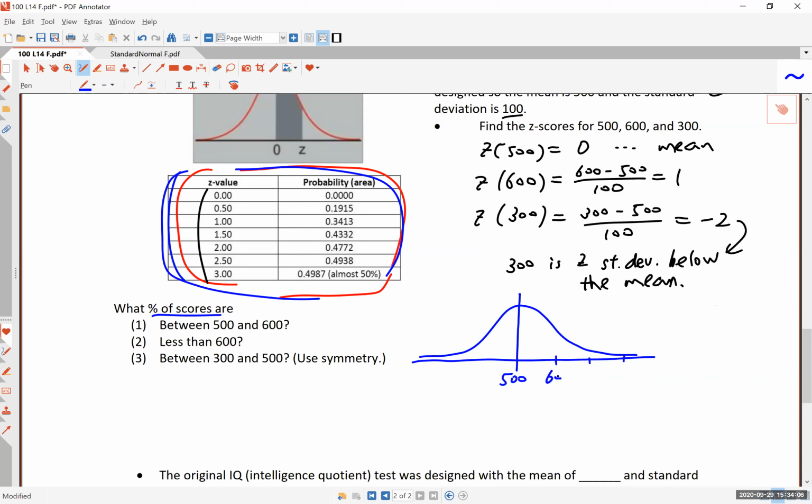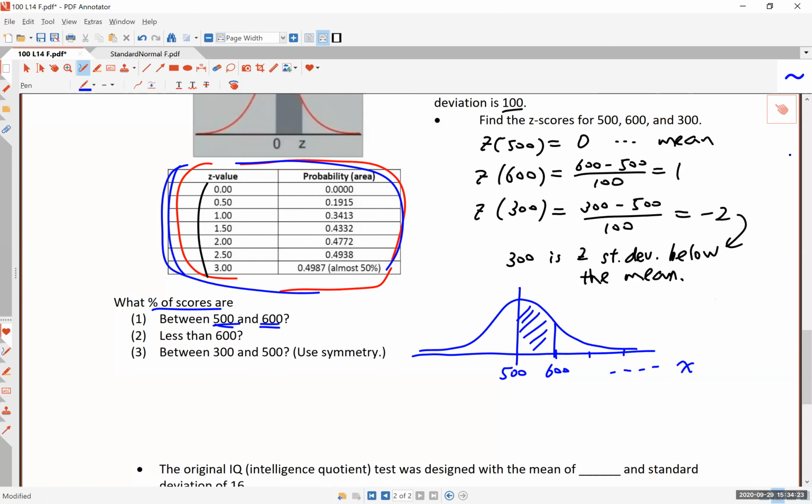The question here is this: what percent of the students score between 500 and 600? So we're talking about this area. Realize that these are the X values, the scores you get out of 800. And between 500 and 600, what you have to do is convert these to the z-score. So 500, because 500 is the mean, gets 0. 600 has a z-score of 1.